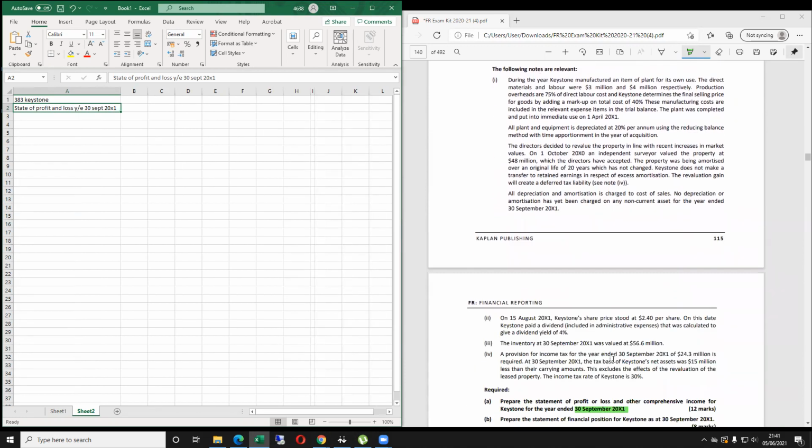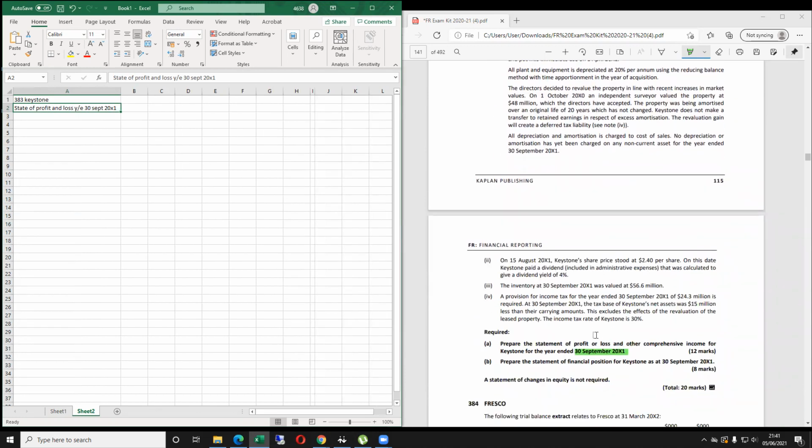First thing you need to do is, instead of going to the question and reading it, and then once you read the requirement having to go back to the question to read it over again, which will waste your time, check the requirement first: what you are required to make. What we need to do is a statement of profit and loss and a statement of financial position. So we know when to start and where to start.